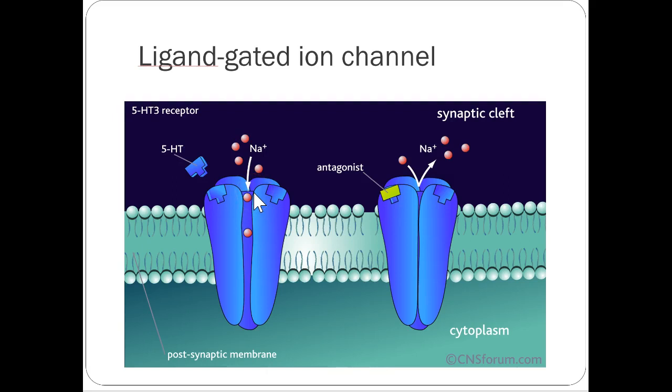So this is a ligand-gated ion channel. It doesn't have to work through the G protein coupled system. It's simply working directly on the channel itself. And the antagonist is doing the same thing, but by the antagonist binding to this specific site, you can't get the channel open because serotonin cannot bind to it. So in this case, you'd be blocking the activity of serotonin in this particular system.